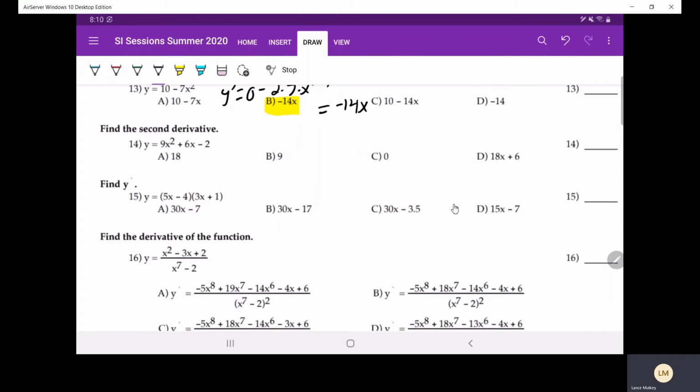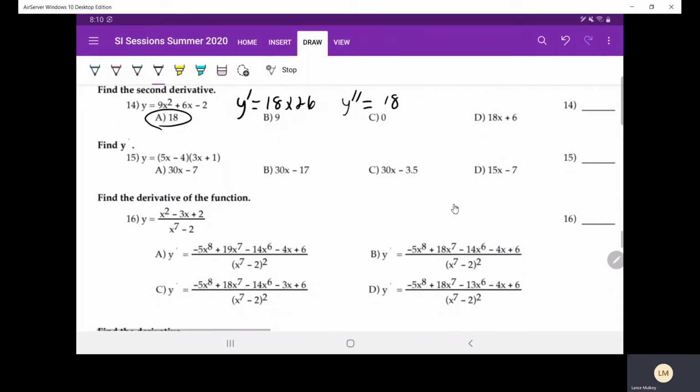Find the second derivative. So just use the power rule. He didn't make it too hard. So y prime using the power rule equals 18x plus 6. Y double prime is the derivative of y prime, so it's just 18. See, this isn't bad at all. You just got to follow your rules.